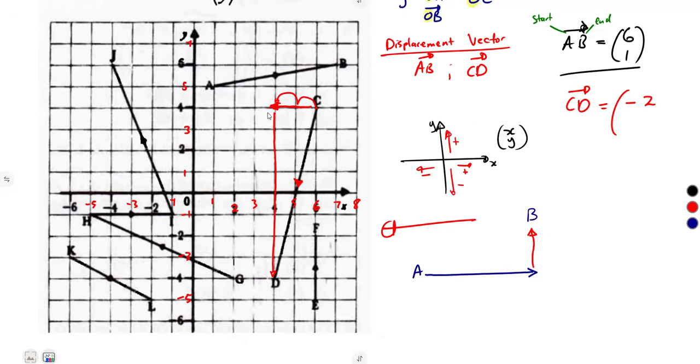And how many units going down to this point D? 1, 2, 3, 4, 5, 6, 7, 8. So that's a -8 going down. We are going down. Negative. That is the case. So vector CD is going to be -2, -8. So this is a vector taken by movement. We are not considering calculations, no. There's another part where we're going to consider calculation, but this one is by movement.